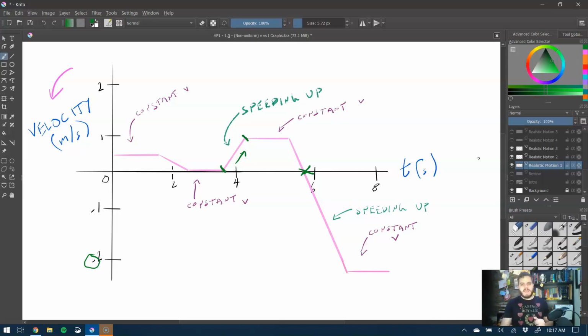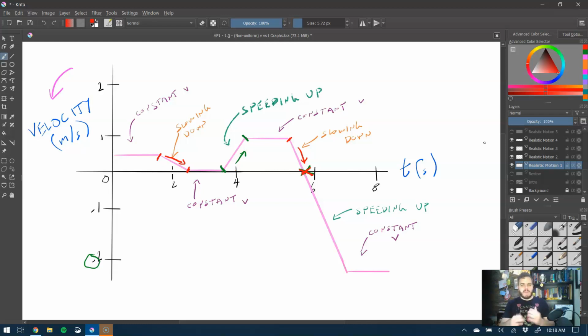Well, now let's look at this region here. We start at a higher velocity, 0.5 meters per second, and we go to 0. And similarly here, we go from 1 meter per second to 0. So this chunk here and this chunk, just this part here, are both slowing down.